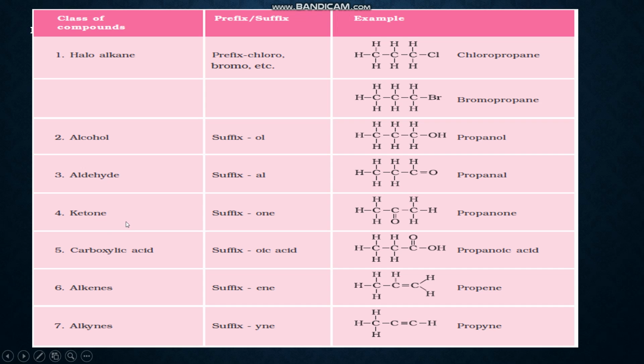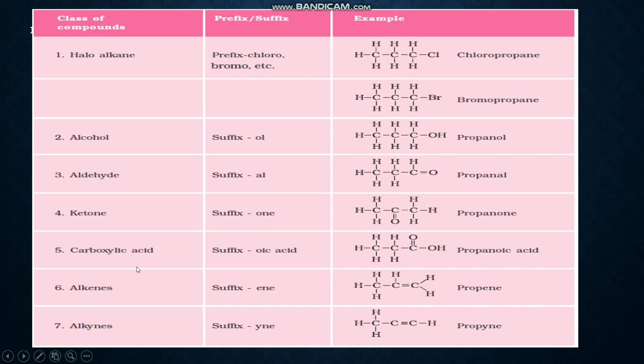Next, the class of organic compound ketone. The functional group is C double bond O. This CO group will always be in between 2 carbon atoms. So the name should be given ONE as suffix. Here you can see 3 carbon atoms. The corresponding alkane is propane. So to give the name, the E should be replaced by ONE as it is a ketone.